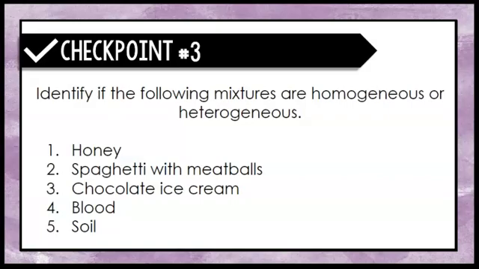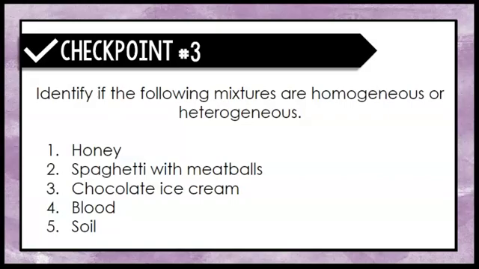Let's consider honey. Honey by itself, without the comb, is homogeneous because you can take honey from different parts of the jar and it will still look the same. If you look at spaghetti with meatballs, you can see the difference between the spaghetti and the meatballs. So that is heterogeneous. Chocolate ice cream is homogeneous because it all looks the same. However, if you were to have chocolate chunk or chocolate chip ice cream, then it would be heterogeneous. You have to have something that you can see separate in order for it to be heterogeneous.